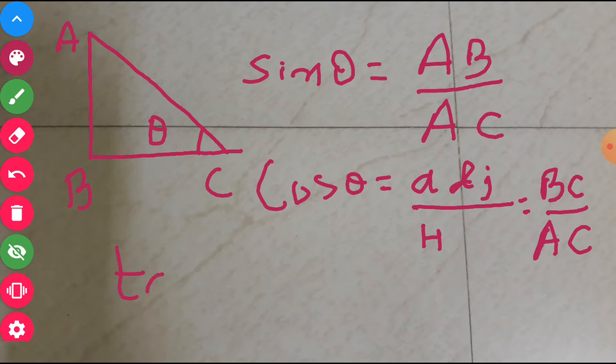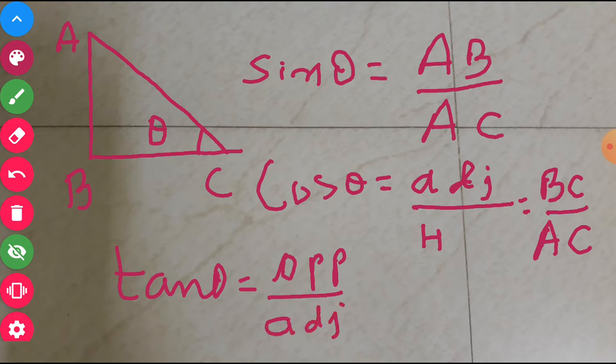And tan theta is equal to opposite upon adjacent. Should remember these three. So if you want to write, it can be AB upon BC, AB upon BC. So this you should remember, all the three ratios: sine, cos and tan.